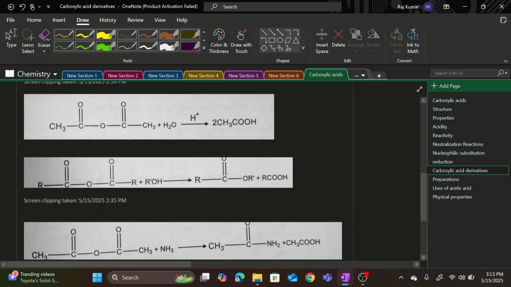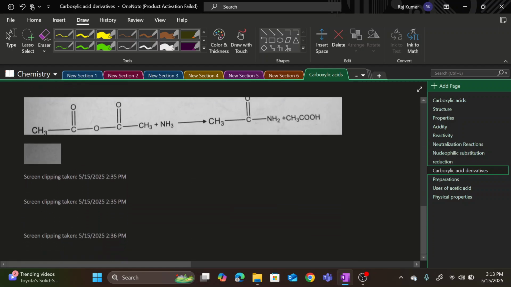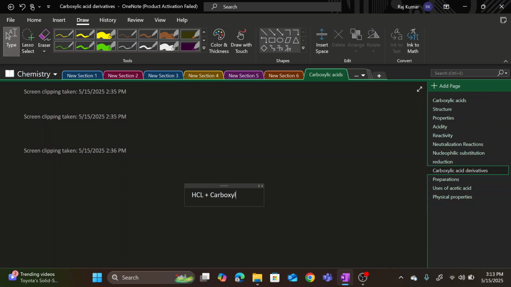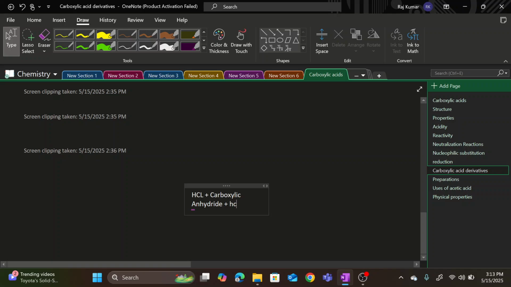So let me just explain it verbally. When we perform hydrolysis of acid halides, it's going to form two main things, HCl and carboxylic acid. And the second type of reaction is the reaction of acid halide with carboxylic acid, due to which it forms an anhydride, and that anhydride alongside HCl. And when you react acid halide with alcohol, we are going to get HCl plus ester. So these are three important reactions.